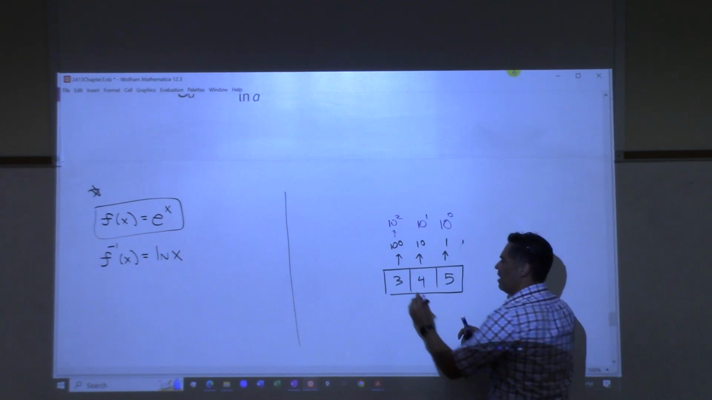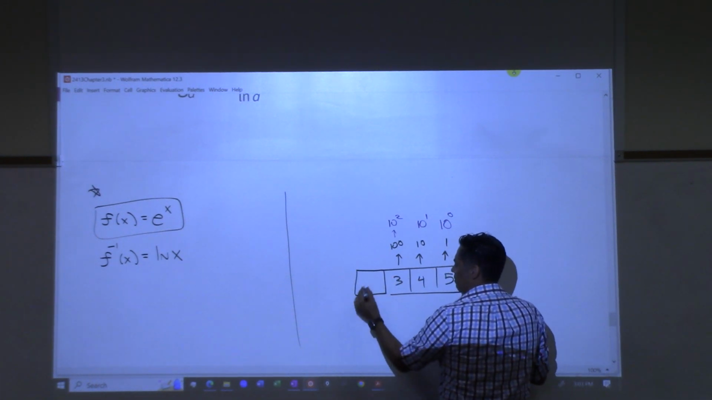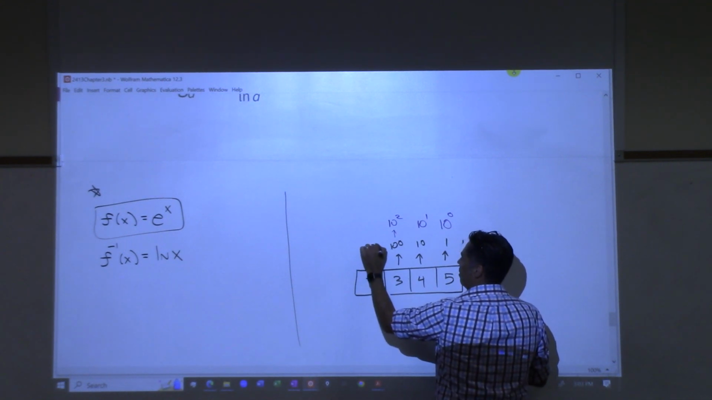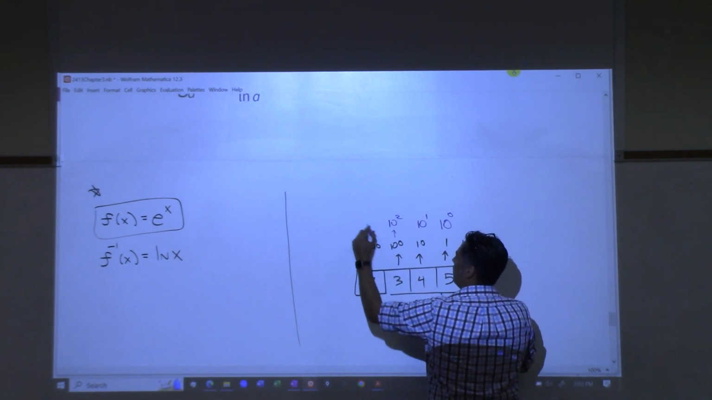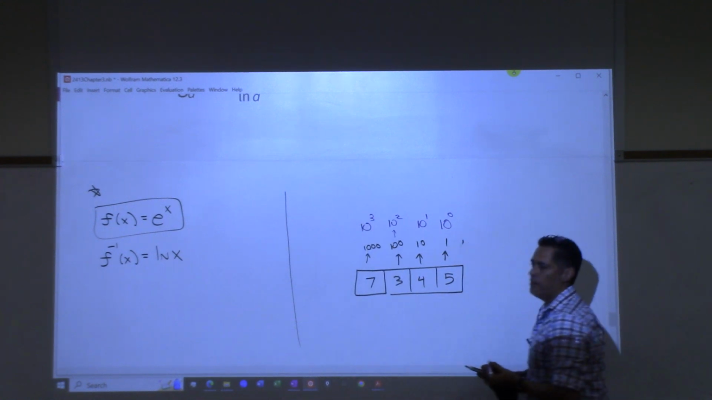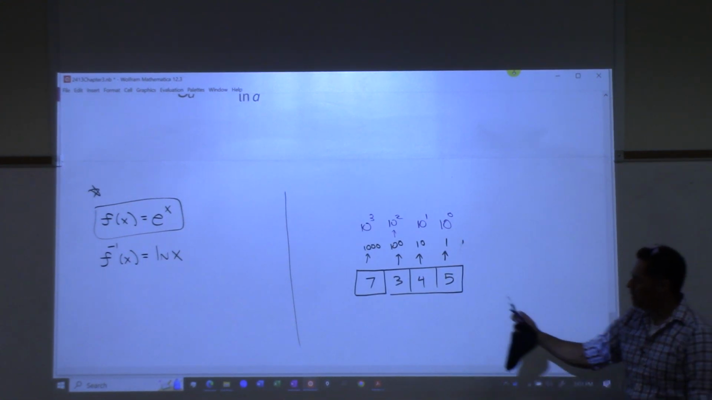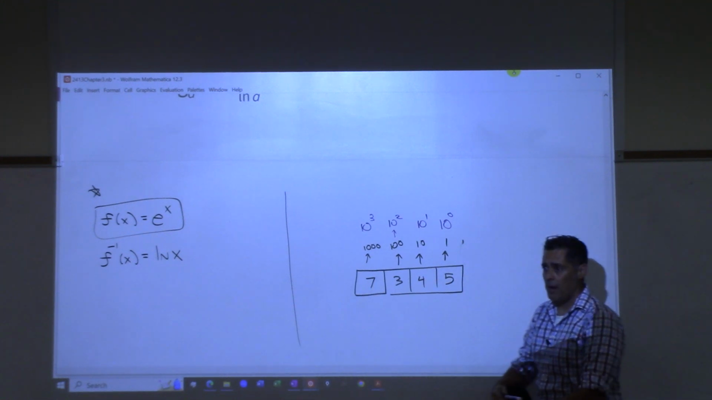If I add another digit, 7, this is how many thousands we have, which is how many 10 to the thirds we have, right? 1,000 is 10 to the third power. And every digit I go on, right?